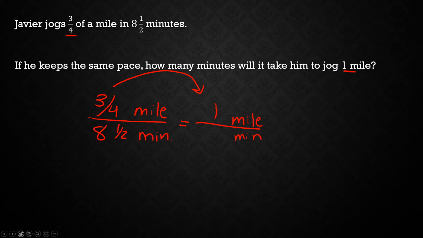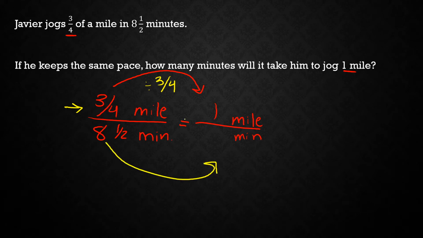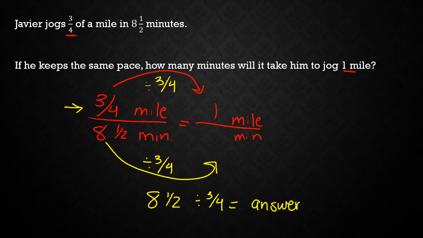Over here, I am starting with this 3/4, so I'm going to divide by 3/4. Anything you do to the top, you need to also do to the bottom. So I divided the top by 3/4, I'm going to divide the bottom by 3/4. So I then have this 8.5 divided by 3/4, and this will give me my answer. You could do this by hand, but what I would suggest is to always type stuff like this into a calculator, especially when we're dividing with fractions and mixed numbers, just to make sure that we don't make a silly mistake.